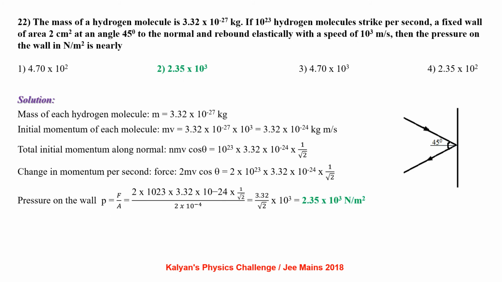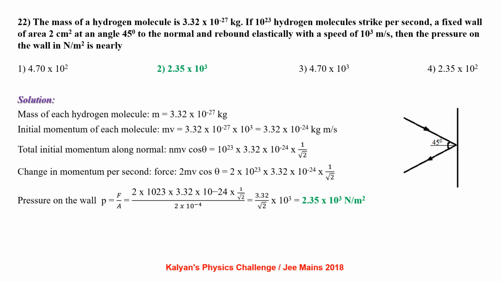The mass of a hydrogen molecule is 3.32 into 10 power minus 27 kg. If 10 power 23 hydrogen molecules strike per second a fixed wall of area 2 cm square at an angle 45 degrees to the normal and rebound elastically with a speed of 10 power 3 meter per second, then the pressure on the wall in Newton per meter square is nearly.